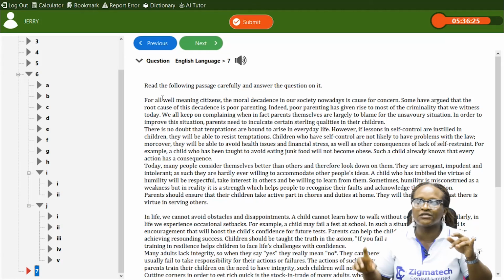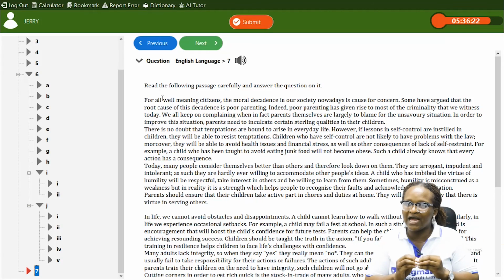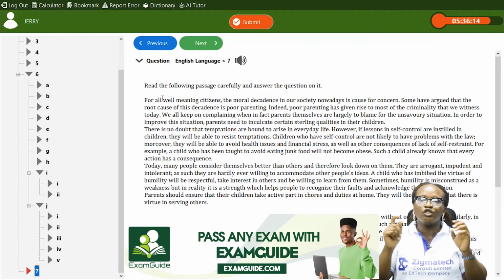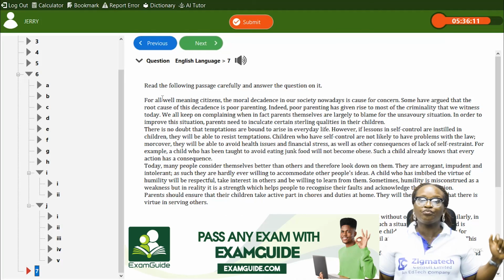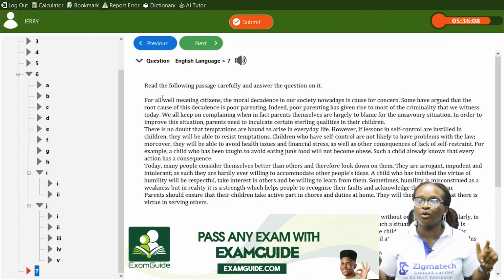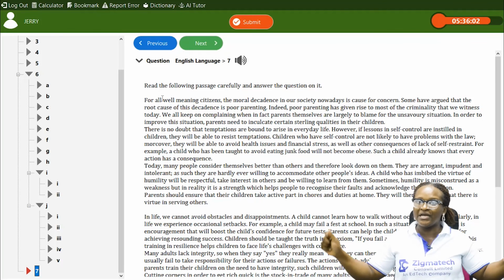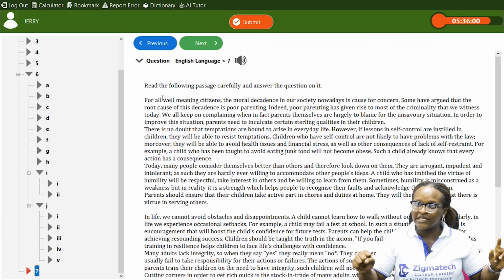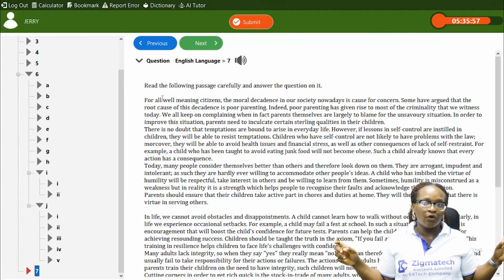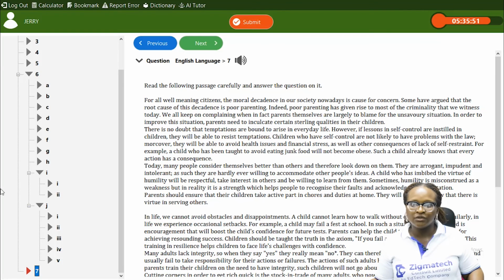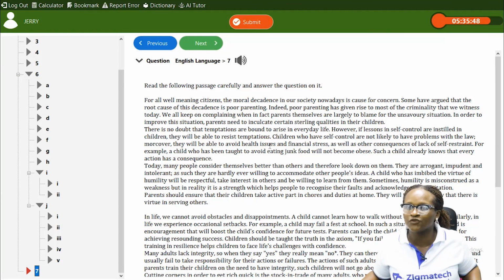There is no doubt that what? Temptations are bound to arise in everyday life. However, if lessons in self-control are instilled in children. So that's point number 1. Parents should be able to inculcate self-control in their children. Remember, we're looking at qualities that parents should instill in their children. They should instill what? Self-control. Or they should do well to see the children have control over self and what they do. Number 2, you go to the next paragraph.